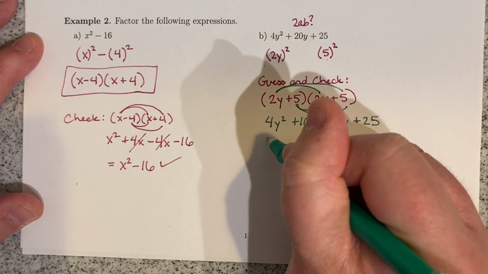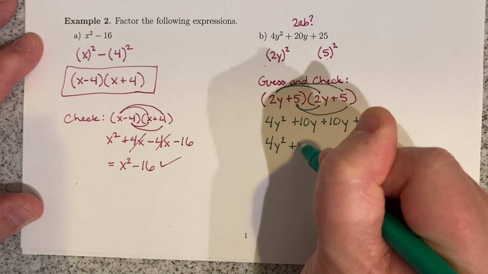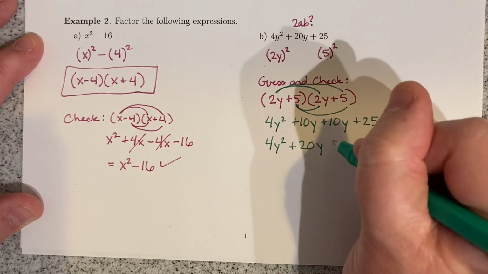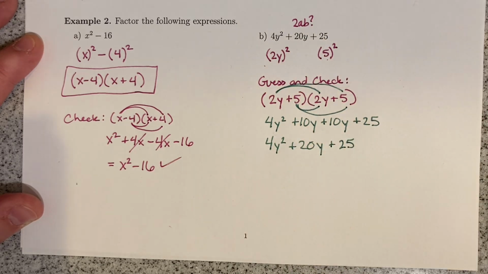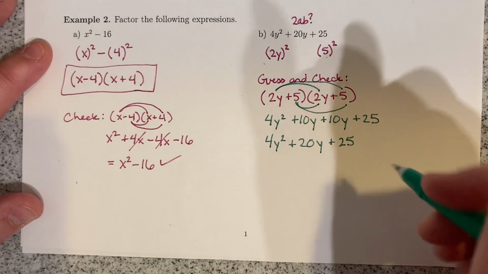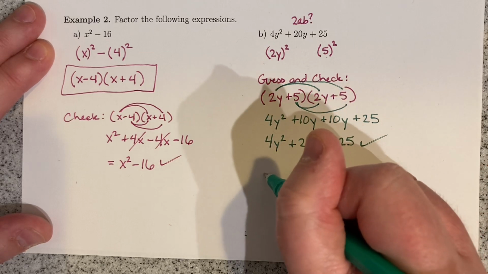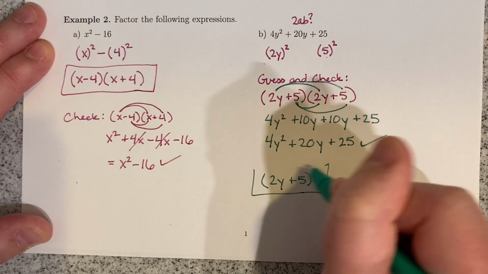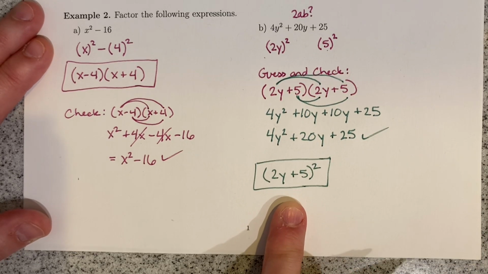So yeah, we get the 20y in the middle, not squared, just 20y. When adding, the exponents don't change. Multiplying changes exponents, but adding never does. So it checks, so that makes our answer 2y plus 5, and I'm going to write it in that perfect square version.